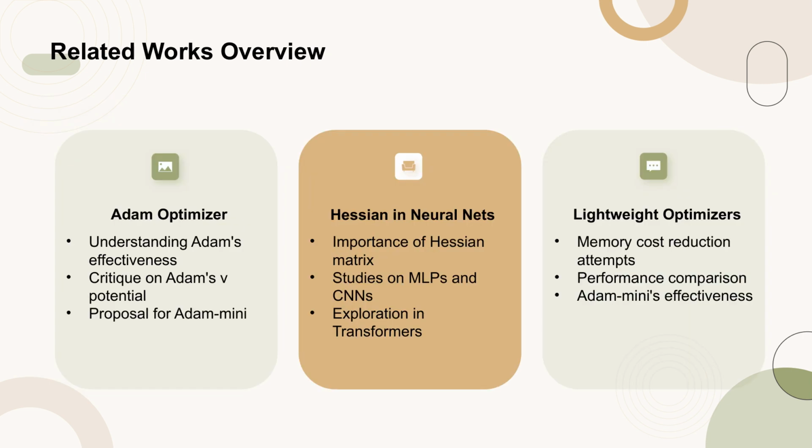The Adam Optimizer has been the subject of numerous studies aiming to understand its effectiveness. However, the authors point out that Adam's learning rate parameter may not be functioning as effectively as expected, sometimes leading to suboptimal results. This insight has motivated the development of Adam Mini, a more efficient version of Adam. The Hessian matrix, crucial for gradient methods, has been extensively studied in the context of neural networks, particularly MLPs and CNNs. Building on these studies, the authors explore the Hessian structure in transformers and propose improvements.